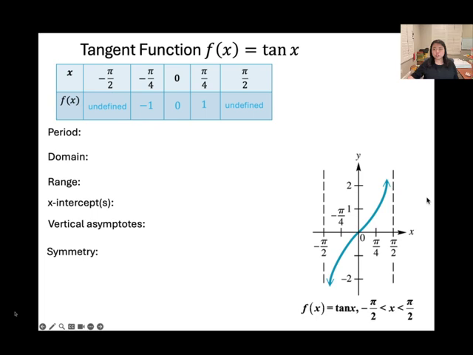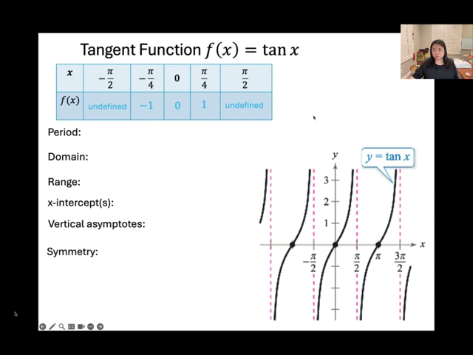Okay, and then we only graph one period of tangent x. This is talking about one period here. If I keep drawing the tangent x, you will have this picture. We do have one period, two periods, three periods here.